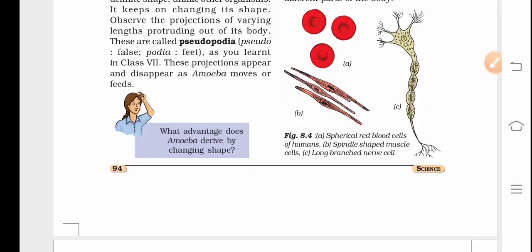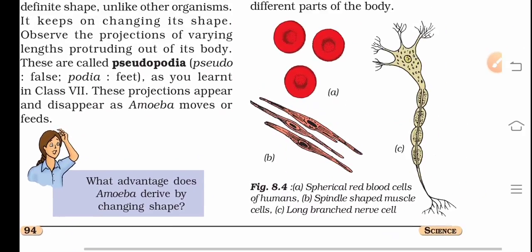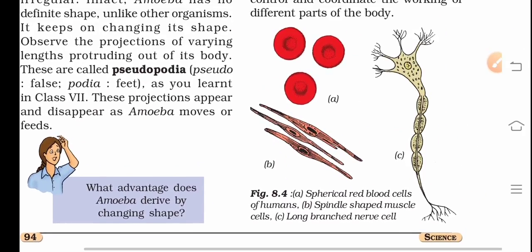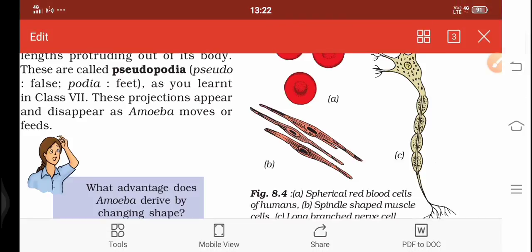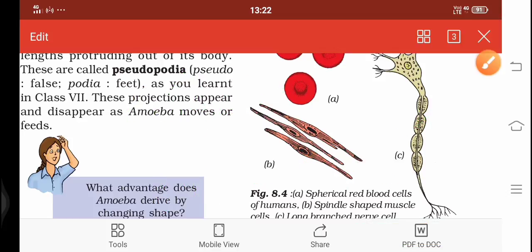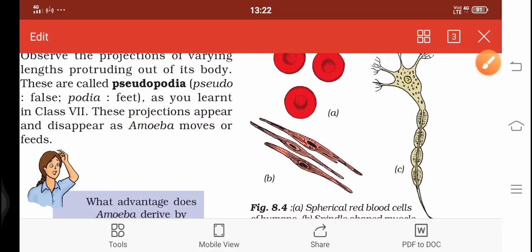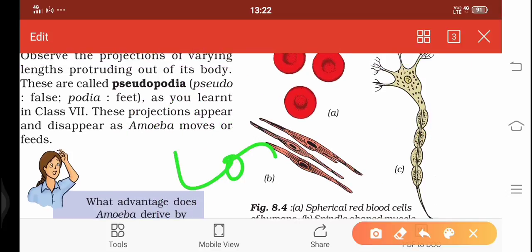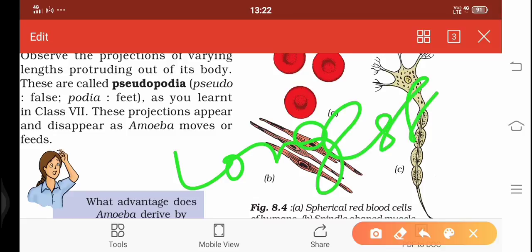Now we move on to the diagrams and zoom in on them. The first diagram is of the RBCs or the red blood cells which are found in the human blood. Then there are muscle cells and this one is the neuron or the nerve cell. Among these, the neuron is known as the longest cell in the human body.